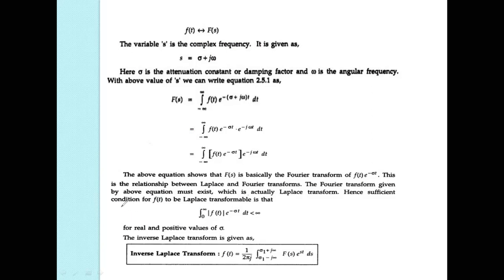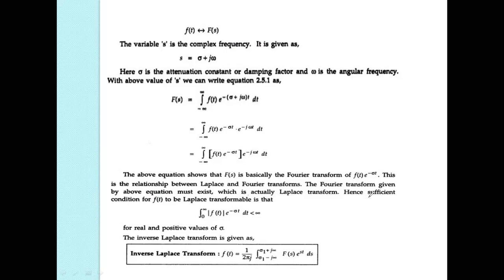The Fourier transform given by the above equation must exist, which is actually the Laplace transform. Hence, a sufficient condition for f of t to have a Laplace transform is that the integral is definitely less than infinity for real and positive values of sigma. Got it, my dear students?